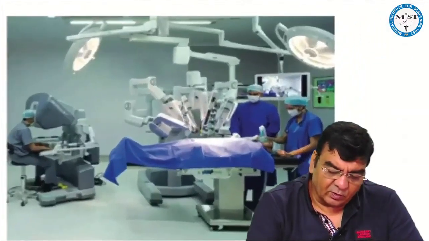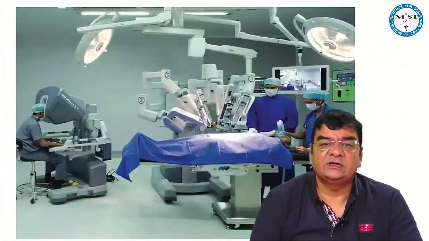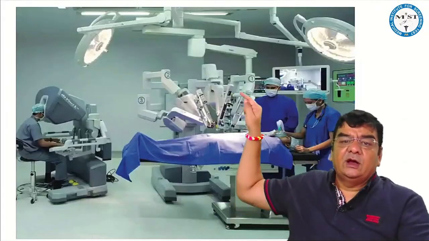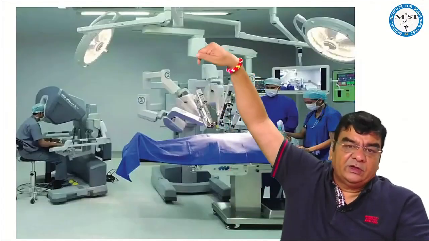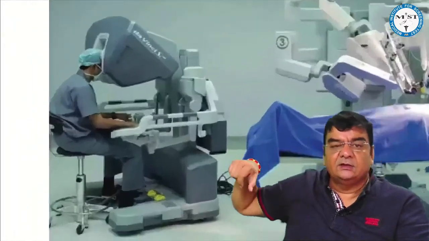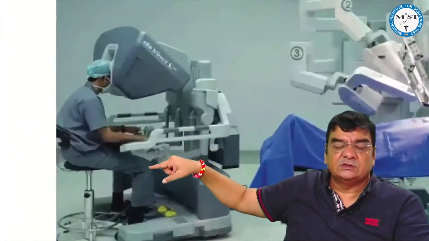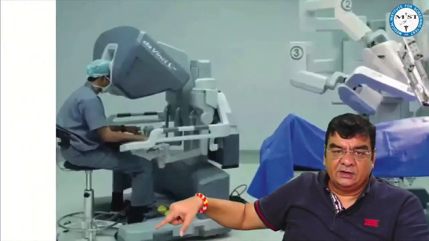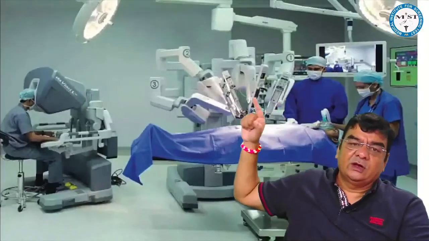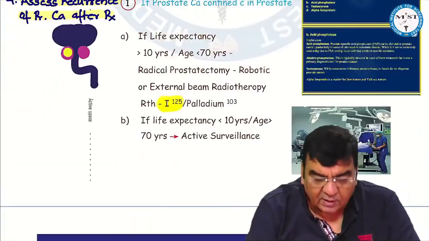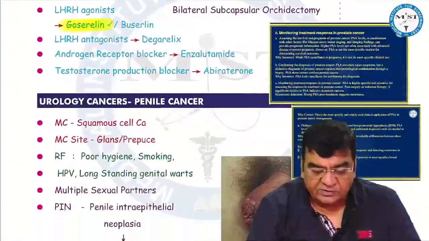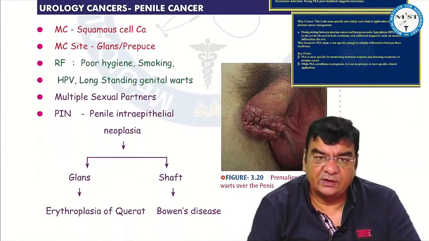This is the robotic operation theater, where we can see these are the robotic arms from where we can put the instruments, and this is the computer console where the robotic surgeon is sitting and handling these robotic arms guided through a computer. So surgical precision is great in robotic surgery.